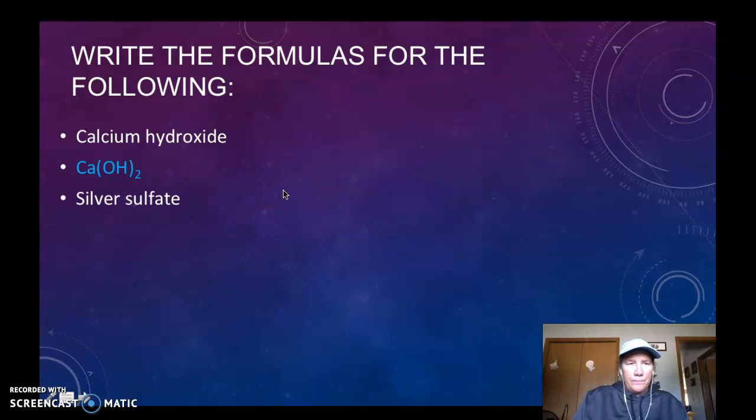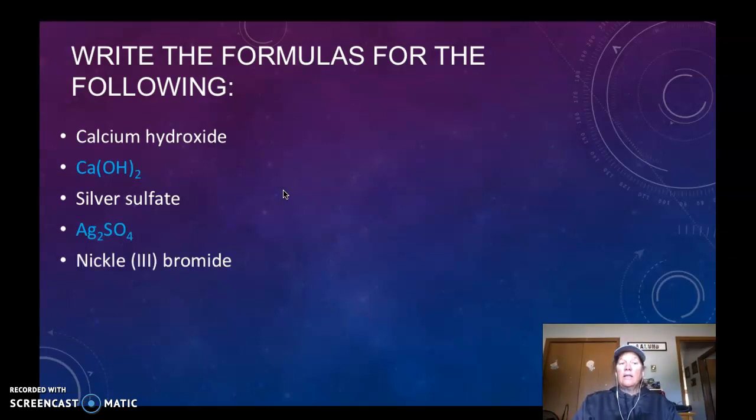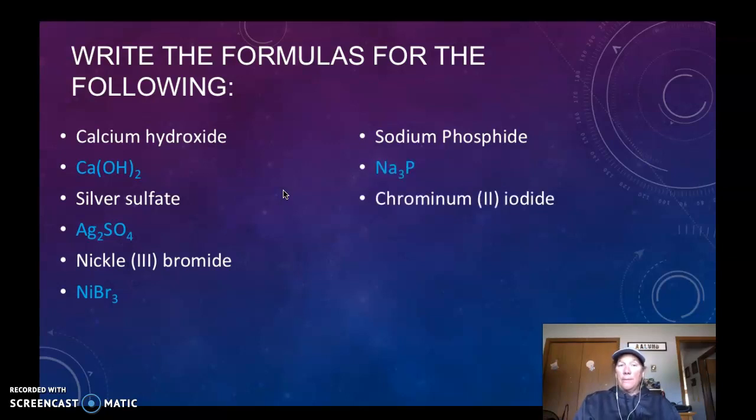All right. Okay, silver sulfate, same deal. Silver is 1, sulfate is -2, so put the 2 by them. Don't put them straight down, put them across. Okay, nickel 3 bromide, nickel would be 3, bromide is 1, so NiBr3. Okay, sodium is Na, phosphide is phosphorus, because it ends in IDE, so I know it's an element. So I would just put the 3 there. Okay, chromium 2 iodide, CrI2.